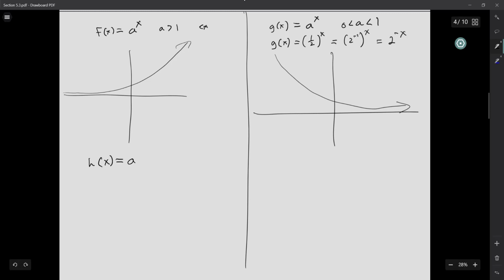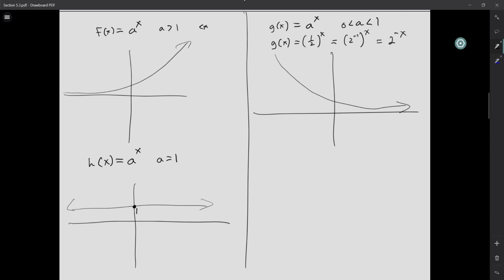And then finally, if I let a be equal to 1, then what do you think I'm going to get? I get 1 to a power, and I always get 1 every time. So that's actually just a constant function if I let a be equal to 1.